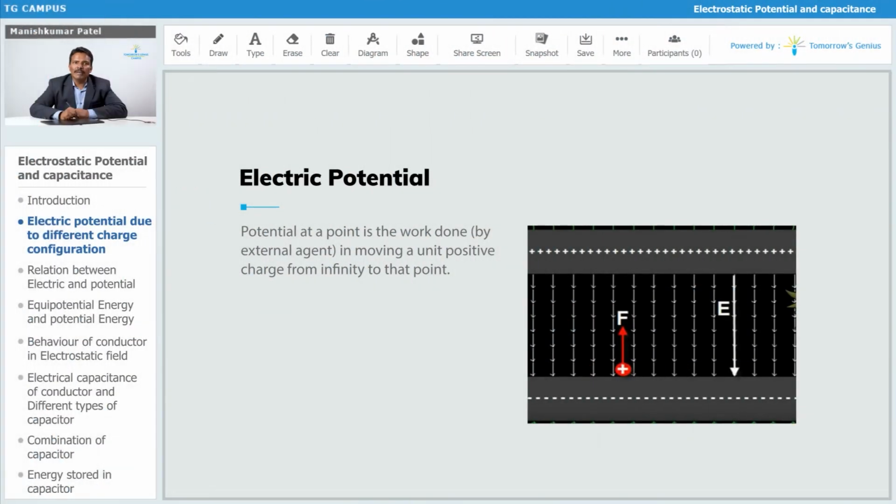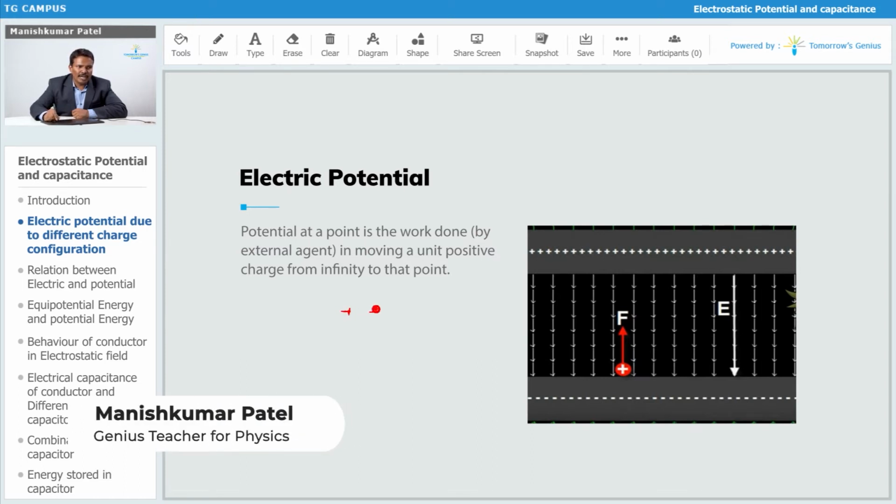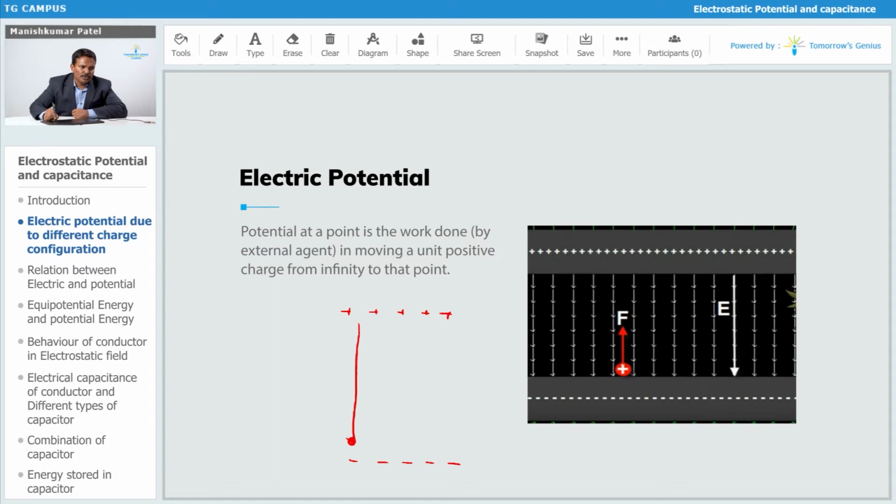So now what do you mean by exactly that electric potential? We know that the source for your electric field is the electric charge that always starts from a positive charge and terminates on a negative charge. This I can show with the help of electric lines of force.